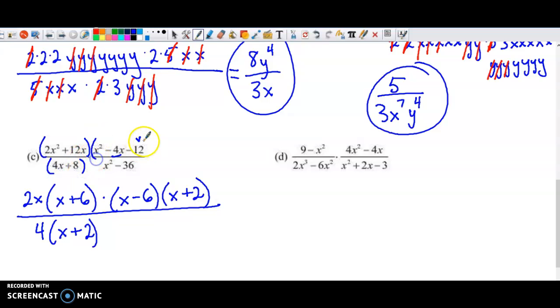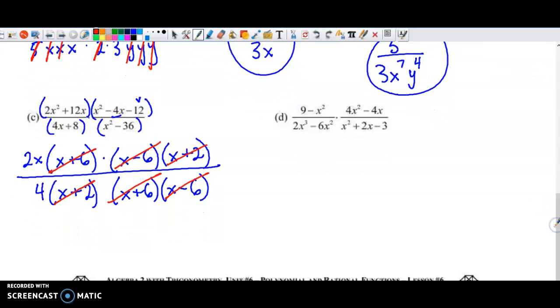And I don't know if I need to really put in these parentheses, but then we have another difference of squares, x plus 6, x minus 6. So hopefully you remember all of these tricks from before, that x plus 6 is cancel, x minus 6 is cancel, x plus 2 is cancel, and 2 divided by 4, well, 2 goes into 4 twice. So this final answer is just x over 2.